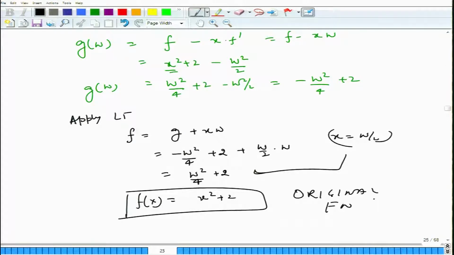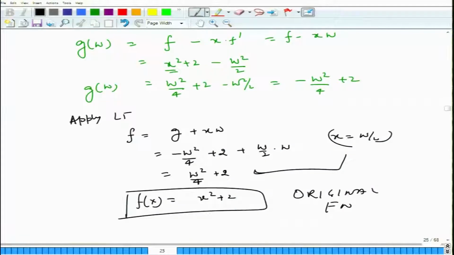Okay. So, this is how we have shown that the Legendre transformation is something which we can apply in order to change the variable, keeping the information intact. Okay. And now we can apply this Legendre transformation to thermodynamic functions. So, I will stop here and take it in the next lecture, application of Legendre transformation to thermodynamic functions. See you in the next class.